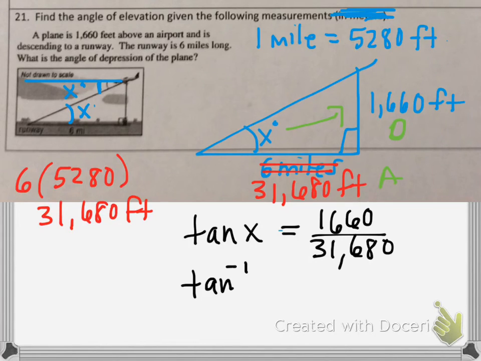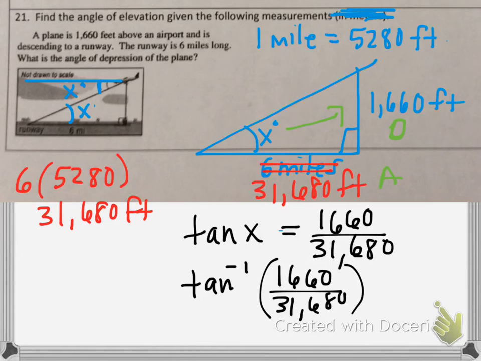Well, you're going to use the inverse button that you see on your calculator, and this is what you're going to type in. You're going to first type in the ratio. So 1660 divided by 31,680, press equals. Then, after you look at that decimal, you need to type into your calculator tangent to the negative first, or inverse tangent. So you hit second and then the tangent button. You should get 2.999 and a couple digits after that. So that's approximately 3 degrees.